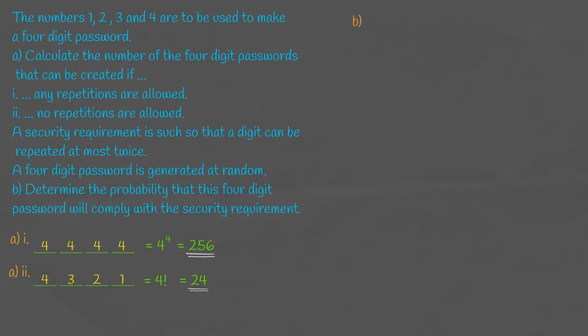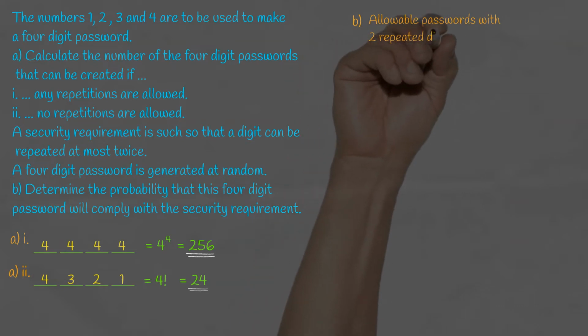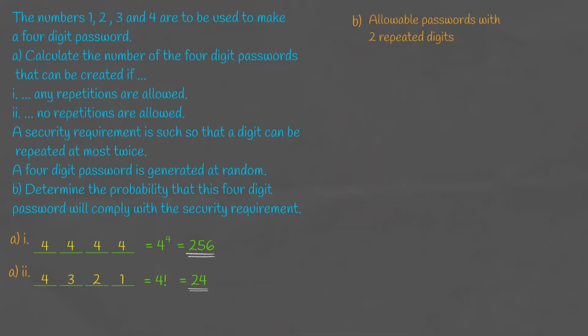Next, we're told that for security reasons, you can repeat a digit at most twice. And we have to work out the probability that a randomly generated code will comply with this security requirement. So first we have to work out how many codes there are that do comply with the security requirement. So first we're going to work out the number of passwords with 2 repeated digits.